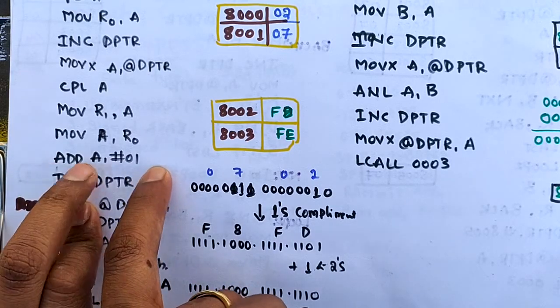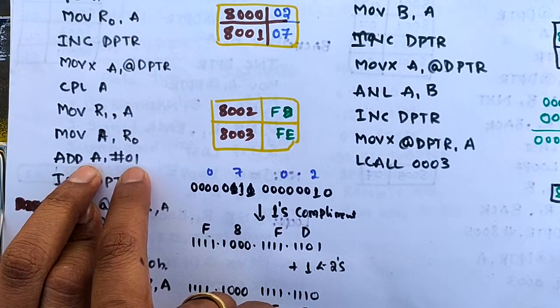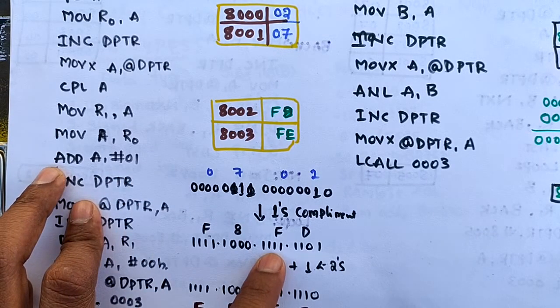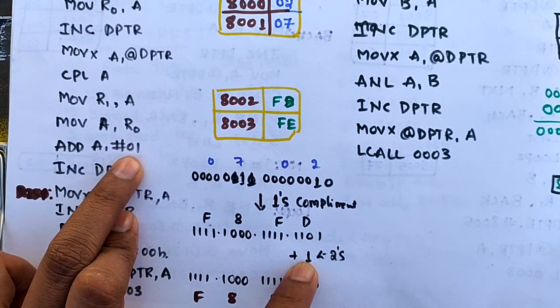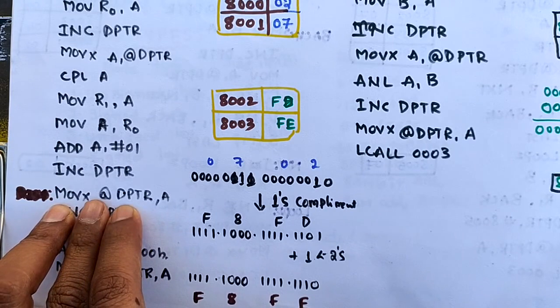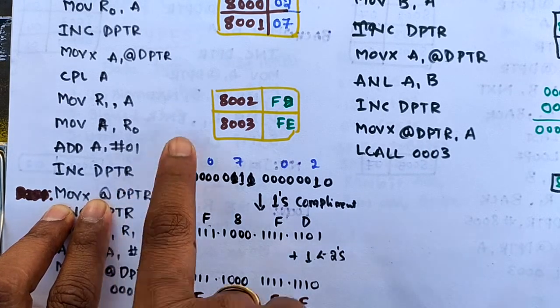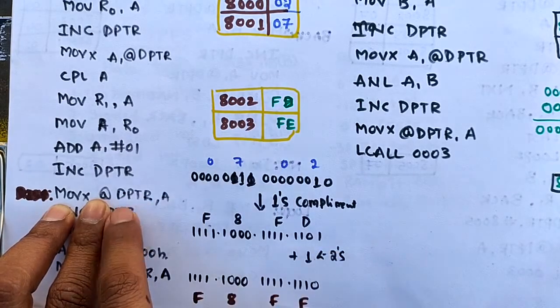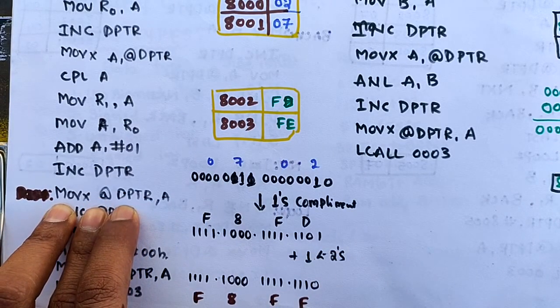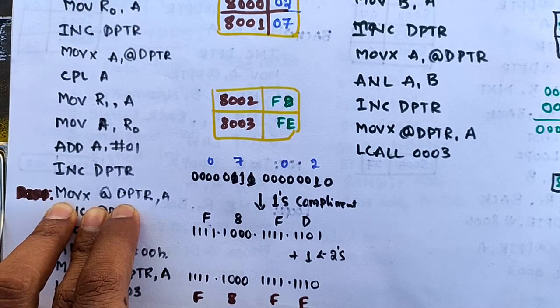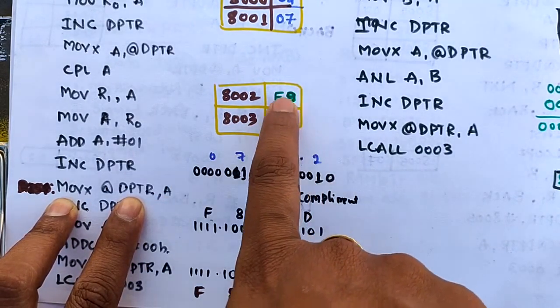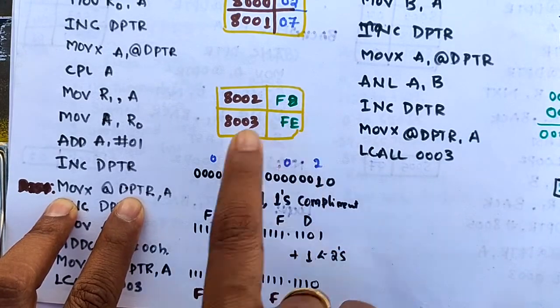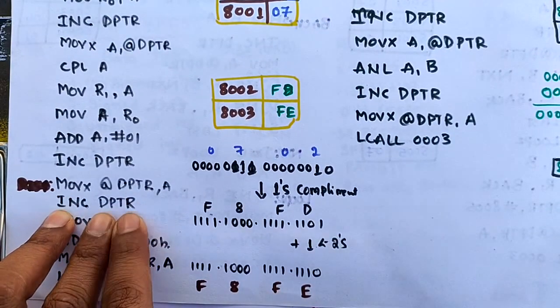Now ADD A, #01. That means the 2's complement I am going to do here, for the lower order byte. The 2's complement means addition of +1. ADD A, #01: +1 will get added and the resultant will be transferred to the DPTR. Increment DPTR, that means it will come to this 8002 location and the value will be loaded, that is FE. So FE will be loaded to 8002 and increment the DPTR.